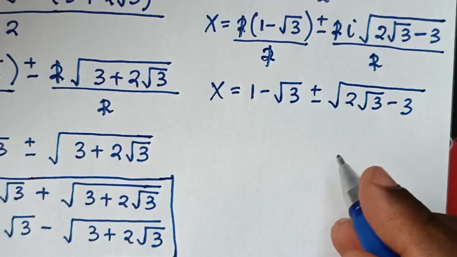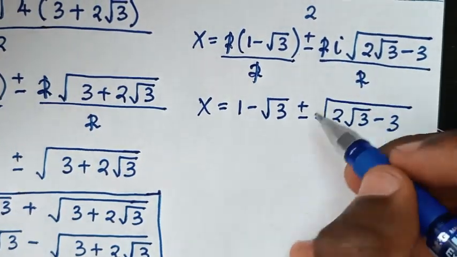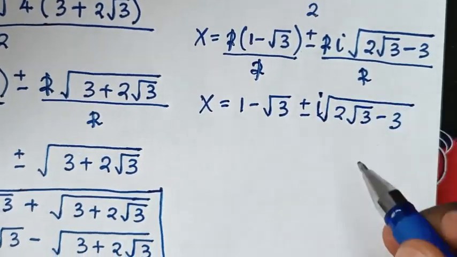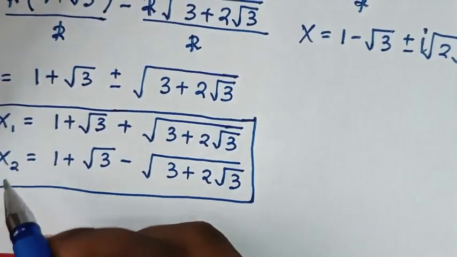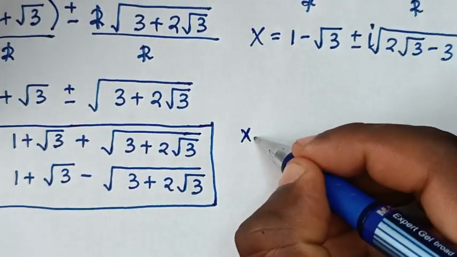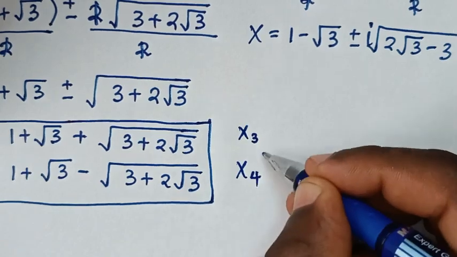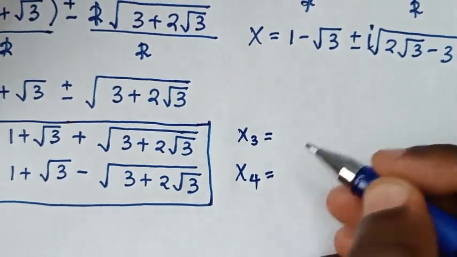So into here we have, sorry, here it is i. So we have two complex solutions. So here this is x1, x2. So here it will be x3, x4, which are complex solutions.